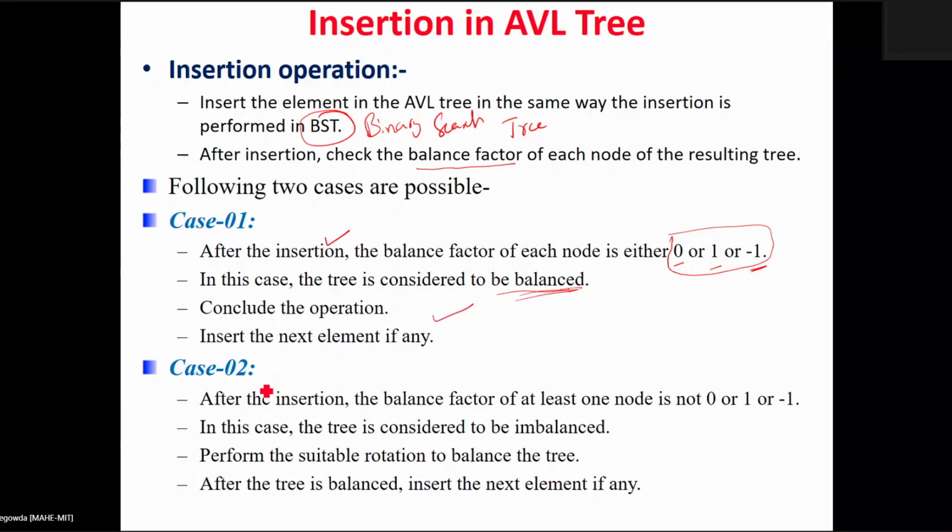Suppose the second case is also possible. After the insertion, if the balance factor is not 0, 1 or -1, in the sense that it is +2 or -2, then the tree is imbalanced. When the tree is imbalanced, you need to do a rotation. You can make use of single rotations or double rotations depending upon the situation. Only after the tree is balanced can you insert the new element into the AVL tree.